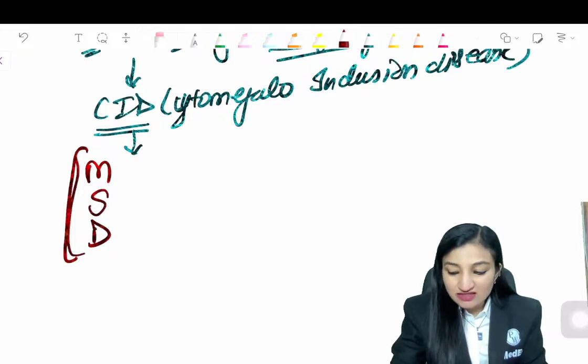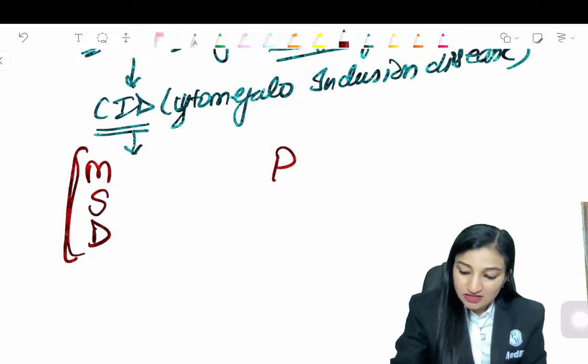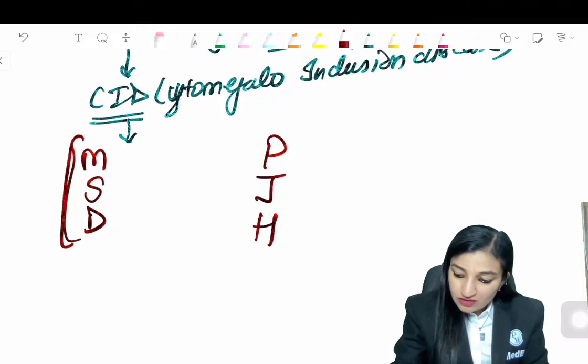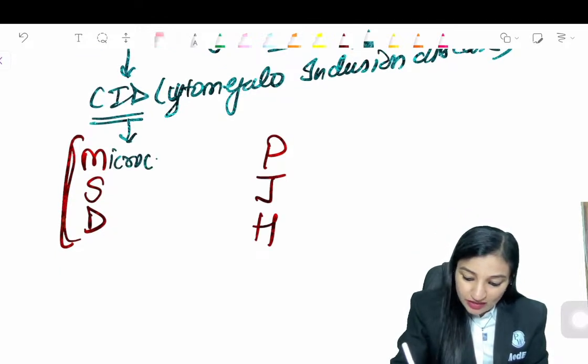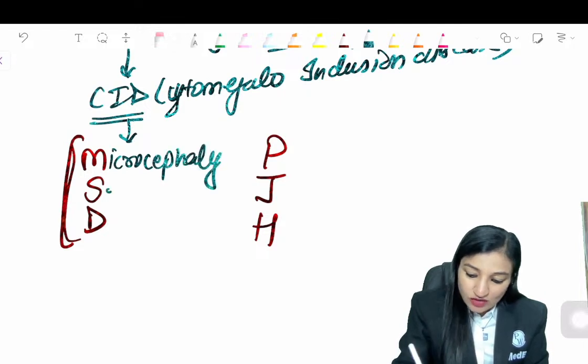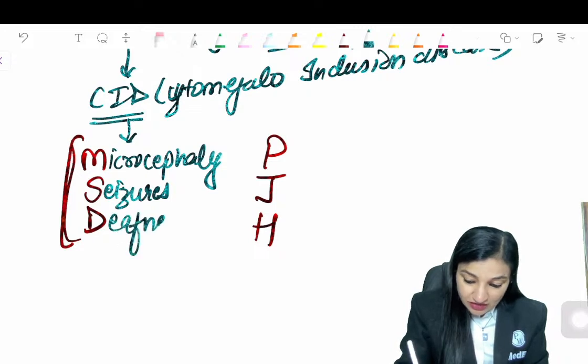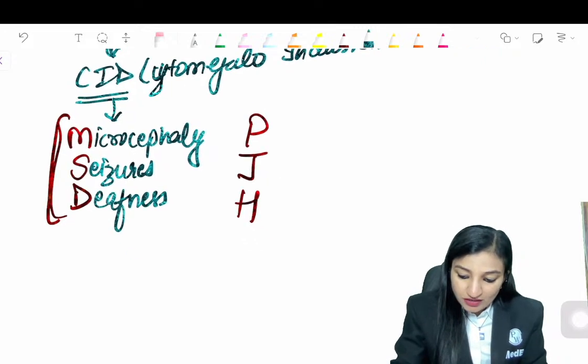So imagine Mahinder Singh Dhoni heard some poor joke or pathetic joke and started laughing, ha ha ha. So remember MSD plus P, J, and H. So M for what? Microcephaly. S for seizures. And D for deafness. P for what?